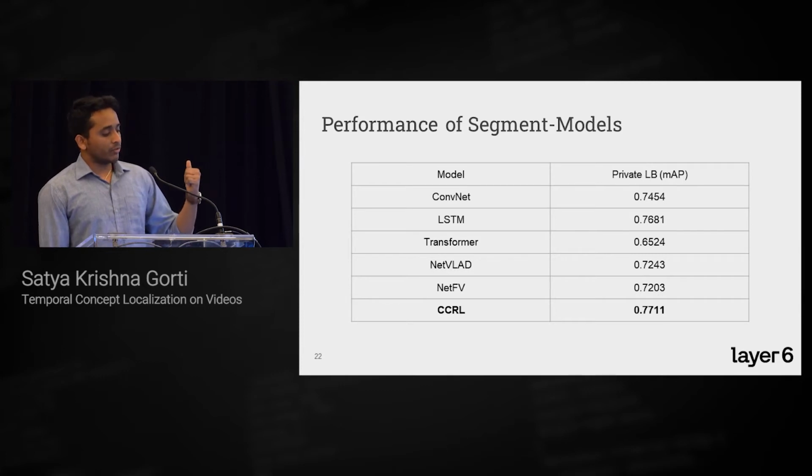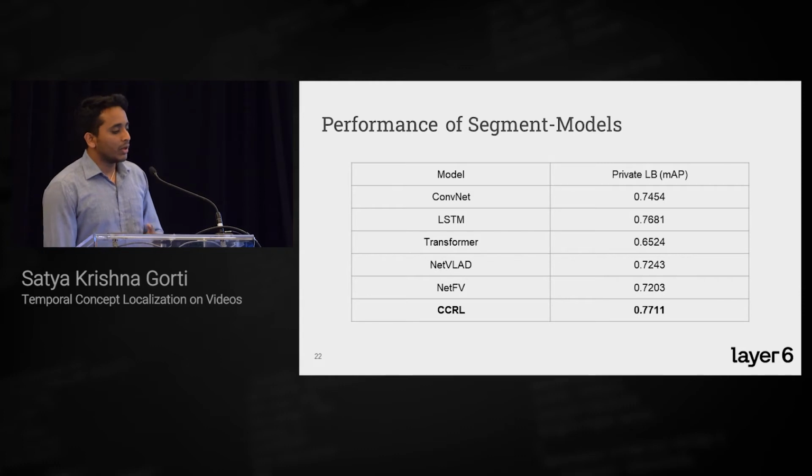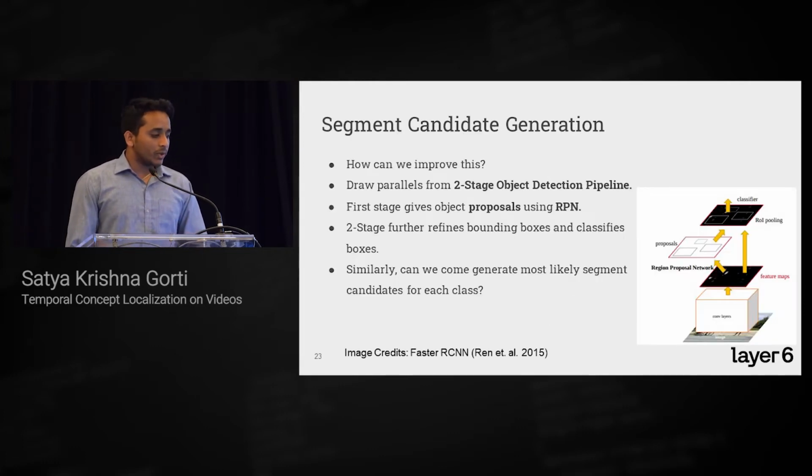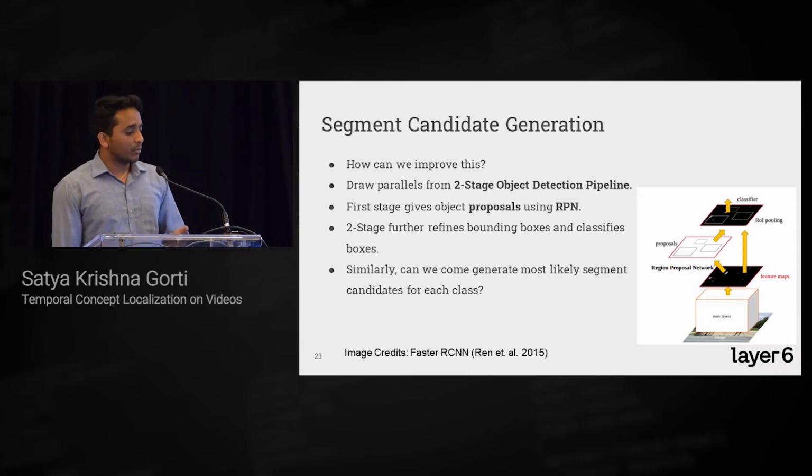And our best performing model is CCRL, which is cross-class relevance learning. I'll talk about it in a bit. So how do we make this even better? I'll draw parallels from a two-stage object detector.